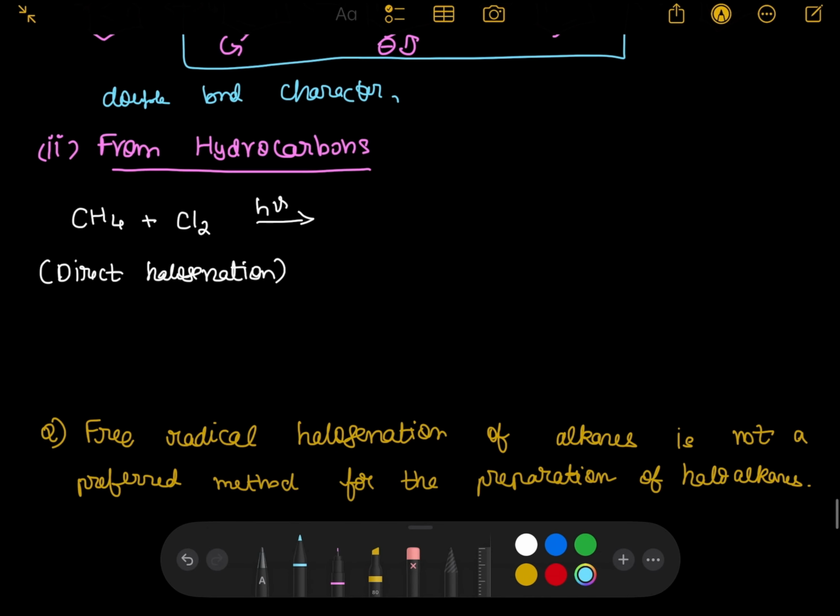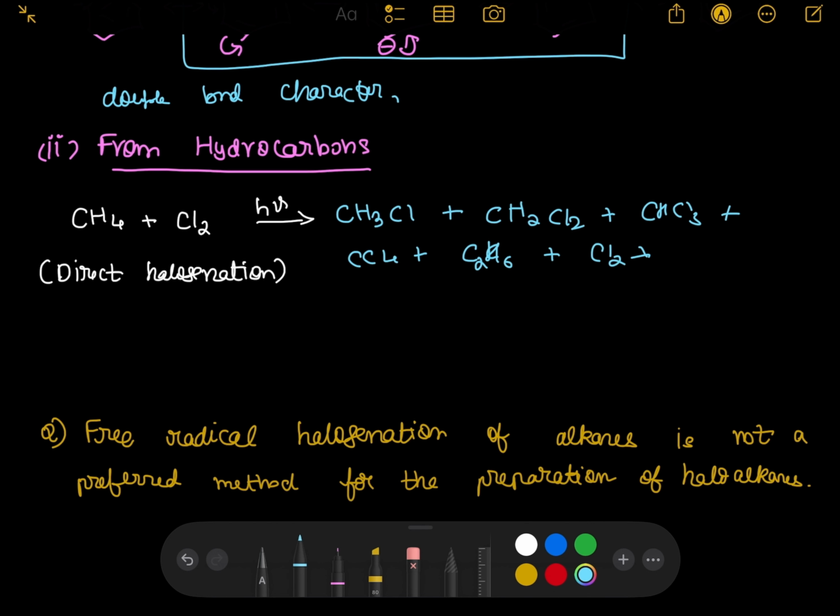Now the second method is from hydrocarbons. What am I doing here? I'm doing direct halogenation. I'm reacting methane with chlorine in presence of UV light. So what do I get? I get a mixture of products: CH3Cl, CH2Cl2, CHCl3, CO, C2H6, Cl2 plus HCl.